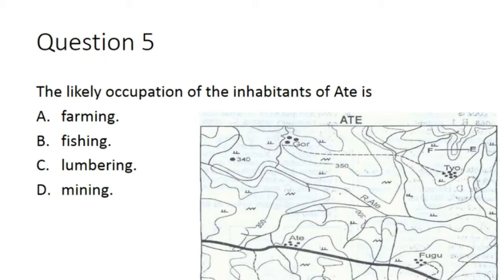Question 5. The likely occupation of the inhabitants of Ete is A. Farming, B. Fishing, C. Lumbering, D. Mining. If we look at our map, Ete people settled along the main road. There is no sign of river here. There is no sign of any other things mentioned in our options. So their likely occupation will be farming.